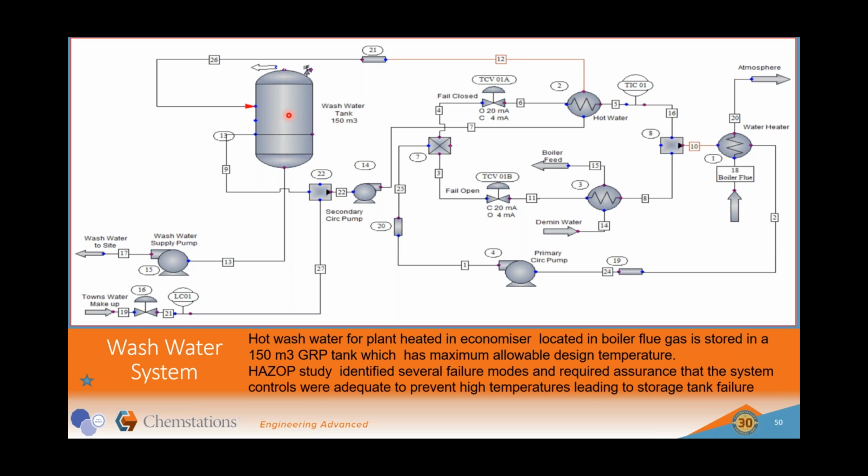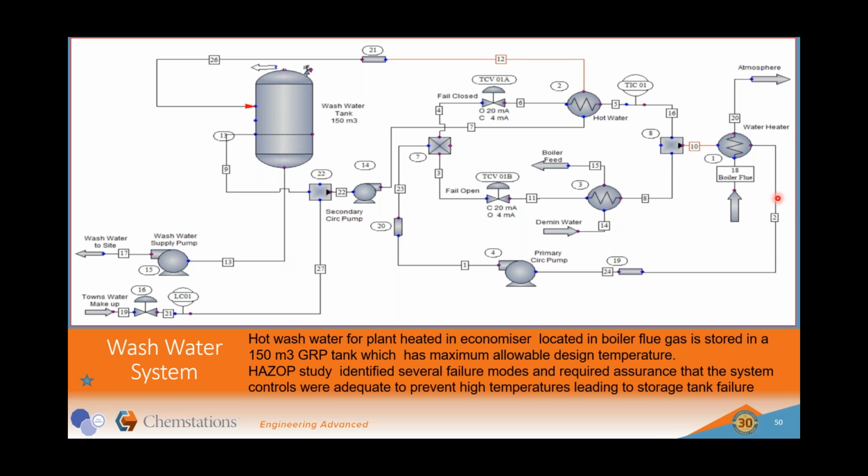You can see it's quite a big vessel, and it failed, and we were called in to take a look at the control system, and this is what we came up with. There's quite a lot of interaction going on, because you've got them taking wash water off, and you're making up with cold town's water here continually because you're controlling level in this vessel.